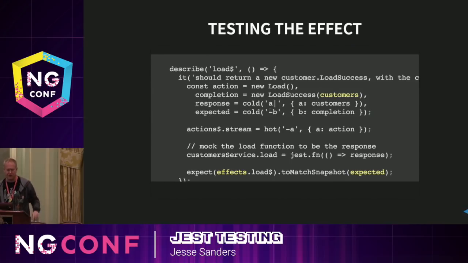All right, see if I can explain this to you here. So we have an action. We're going to watch for a load. And then on the completion, we're expecting a load success. The response here is the response that I want to have the service handle. And so I want it to return a list of customers. And my expected ending result is the completion, which is my load success. So I want an observable of a load success with an array of customers returned.